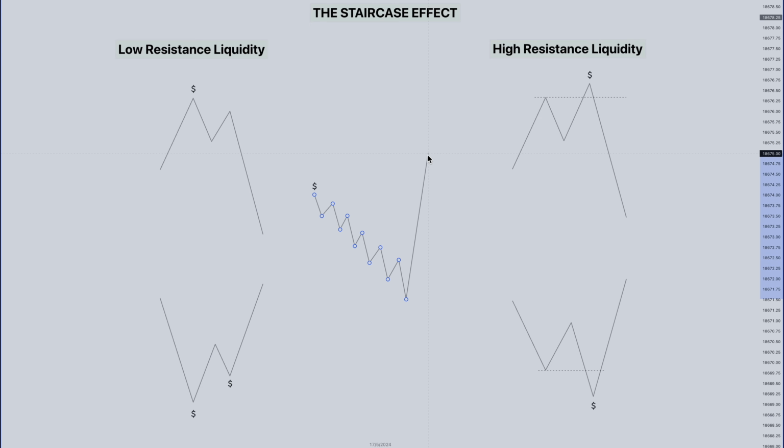So price loves to give an energetic move towards low resistance liquidity. And you see there's a staircase. And you can recognize a staircase in this move. So if you see it, try to trade towards it because it's low resistance liquidity.